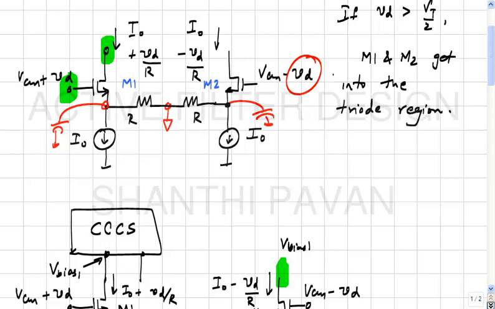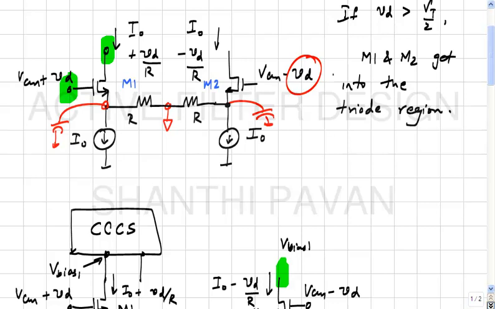So the reason we got into this whole discussion was that we wanted to make sure that there are two limiting factors for the linearity here. One is the inherent limitation imposed by the GMR. In other words, the inherent limitation of linearity imposed by the transconductor itself. And two, there is another limit because M1 and M2 can get into the triode region if the drain becomes too low compared to the gate, right.